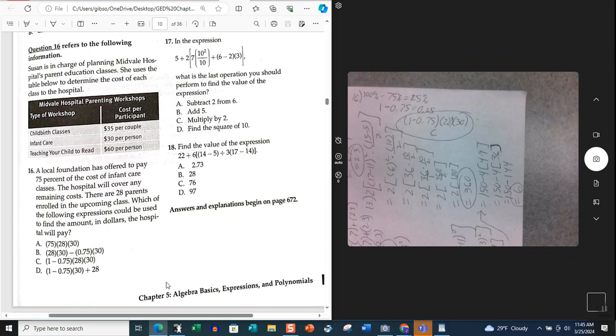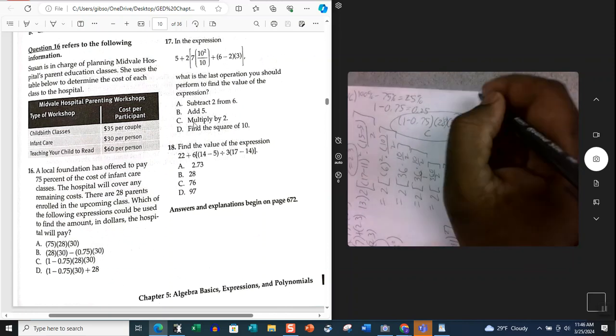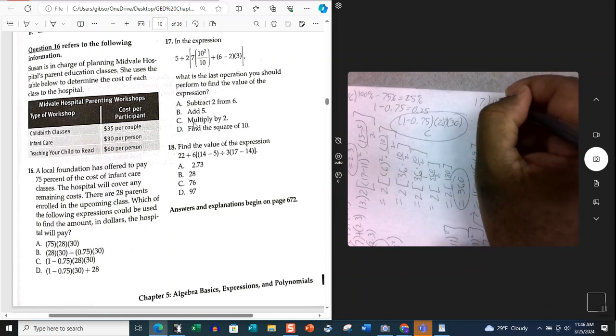Because remember, when you do this problem, you're going to do everything inside this bracket first. After all that is completed, you will be left with addition and multiplication, because it's 2 times whatever you get in this bracket. So you would do the multiplication next, and whatever your answer is, you're going to add 5 to it. So 17 will be B, and the answer is add 5.